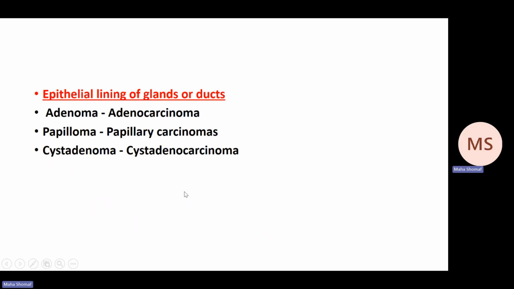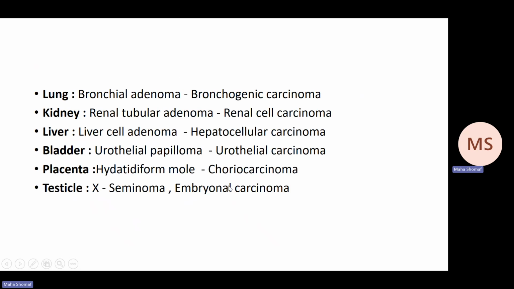Epithelial lining of glands or ducts also can produce tumors. Benign tumors are called adenomas. Malignant tumors are called adenocarcinoma. Depending on the gross appearance of the tumors, they can also be called papillomas or papillary carcinomas because they usually produce large masses projecting over the surfaces, or if they contain some dilated glands, they are called cystadenomas, which is the benign type of tumor, or cystadenocarcinoma, which is the malignant counterpart. And this goes for the rest of the organs.